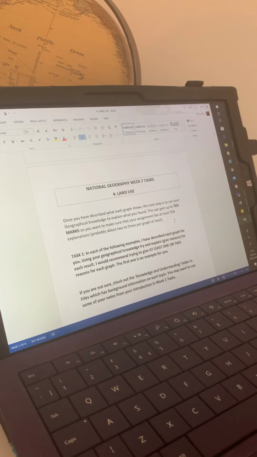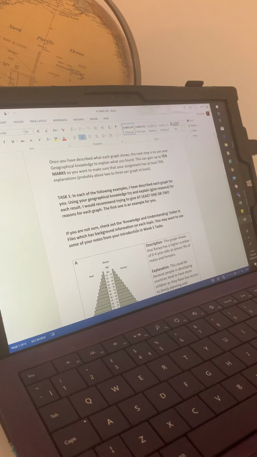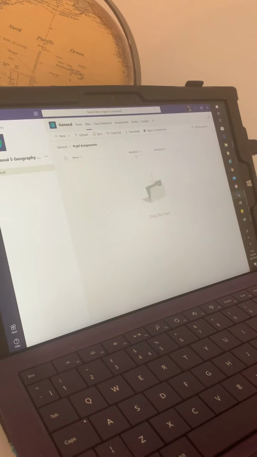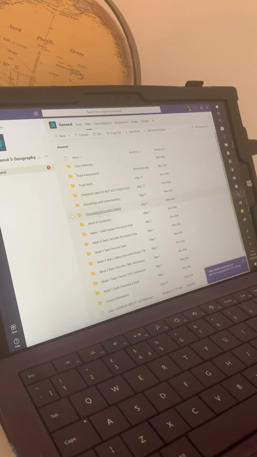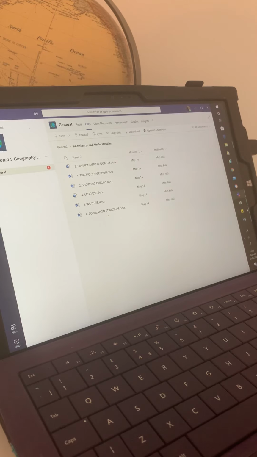So in each of the following examples, I've described a graph, and then what I would like you to do is explain it. So give at least 1 or 2 explanations for what was found. If you are not sure, I have put some help sheets. If you go to the general files area and you click on knowledge understanding, what you will find is you've got a wee help sheet for each particular topic. So it's done topic by topic, which should hopefully help you out.